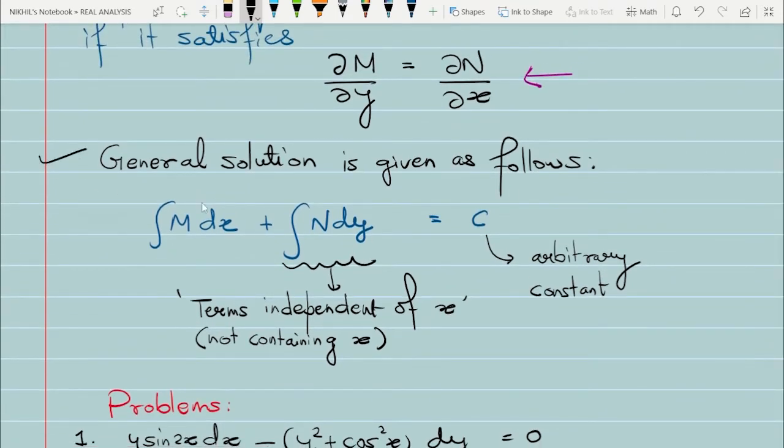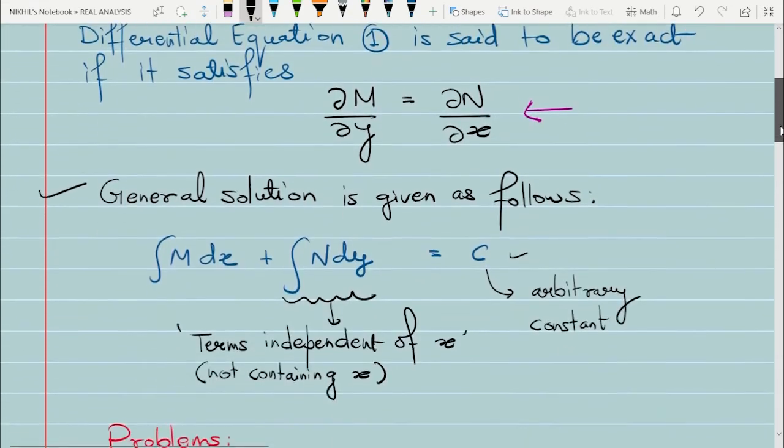How is it given? You simply have to integrate the function M with respect to the variable x, plus you have to integrate the function N with respect to the variable y. But remember, there's a condition you have to be aware of: when you integrate the function N with respect to the variable y, you consider only those terms which are independent of x, or those terms which do not contain x, and equal to c, where c is some arbitrary constant. So this is the general solution for an exact differential equation. I hope the definition is clear.